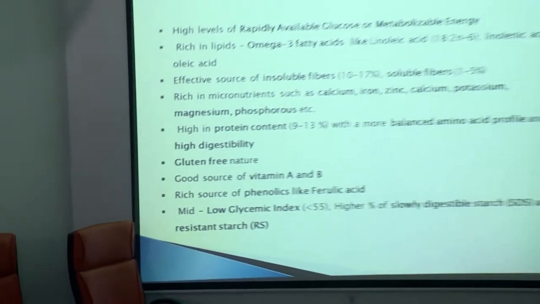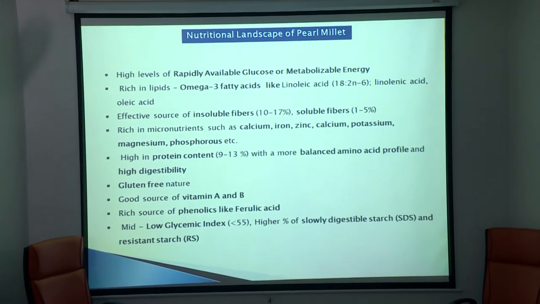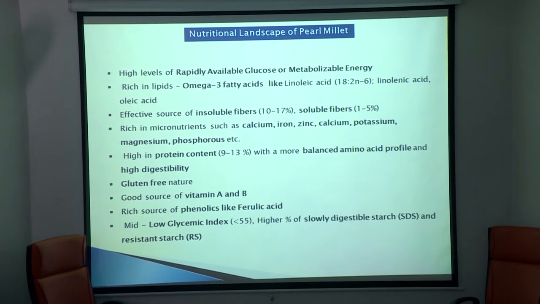Not only these things, as I told about its lipids, it has 5 to 7% lipids. But if you see the quality of lipid, again it is excellent. It is rich with omega-3 fatty acid. Nowadays, whatever refined oil is available in the market, you see there is a label that the oil is fortified with omega-3. This crop is full of omega-3 fatty acid. As I told, in pearl millet around 5 to 7% lipid is there, and 74% of that fat content is full of these fatty acids like linolenic acid, linoleic acid, and oleic acid. So you can say the lipid of pearl millet is again of excellent quality.